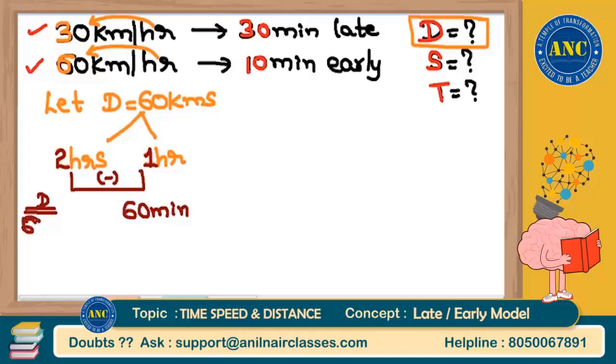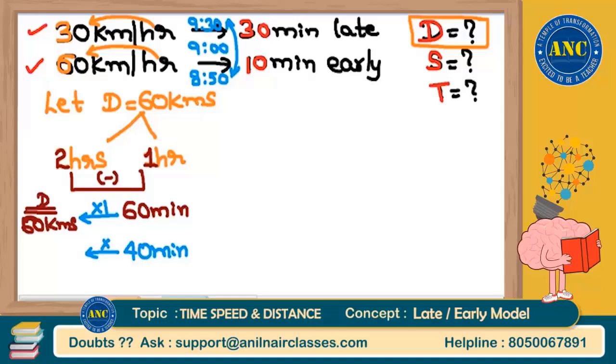Distance according to my assumption is 60 kilometers. But let us check what is the difference according to the question. Suppose the office is exactly at 9 o'clock. First day I am reaching 30 minutes late, 9:30. Second day I am reaching 10 minutes early, 8:50. 9:30 and 8:50. What is the difference in both the days? The difference is 40 minutes. 60 minutes is giving me 60 kilometers. 40 minutes should give me 40 kilometers.